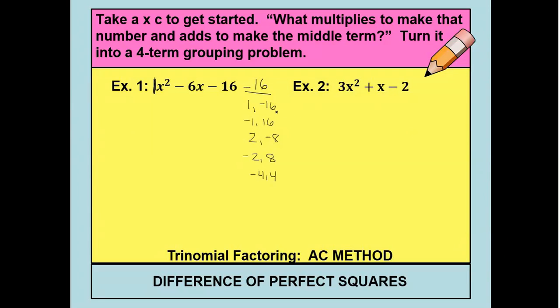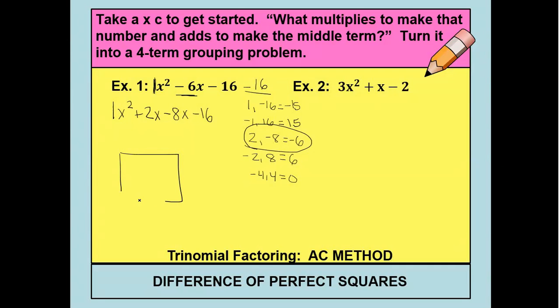Now, which one of these adds to give me this negative 6 that I'm looking for? Well, this is negative 15 if I add together. This is 15. This is negative 6. This is positive 6. And this is 0. I'm looking for a negative 6 when I add. So, ding, ding, ding, found my answer. 2 and negative 8. So what I get to now do is rewrite the middle term as these two factors. Right? Now we can use the handy dandy box that we found.